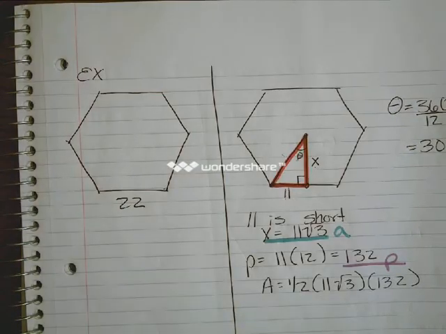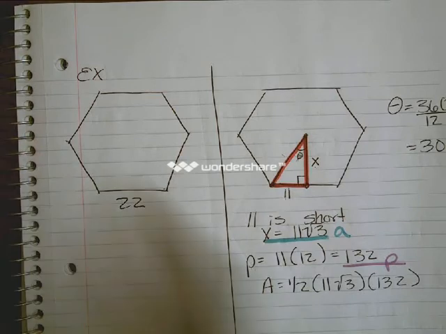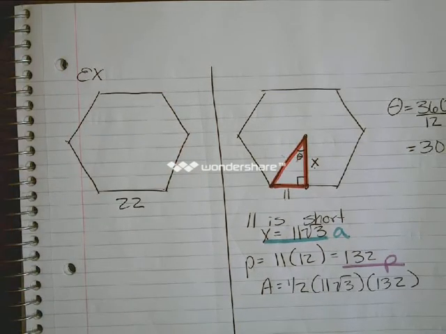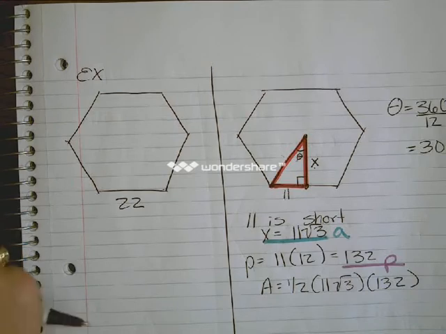Apparently my husband cleaned. My calculator isn't over here anymore. I have to use the calculator on my phone, because this is going to be a big number. Okay, so 132 times 11 divided by 2 is 726 square root 3.